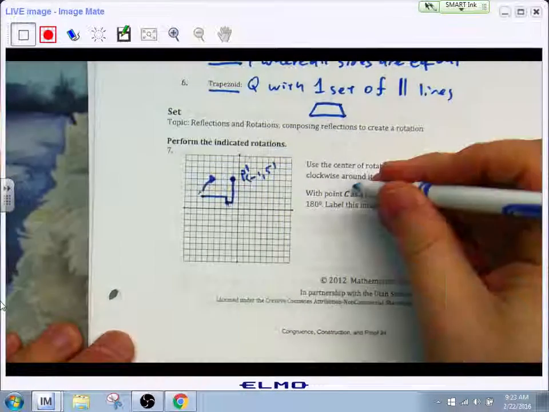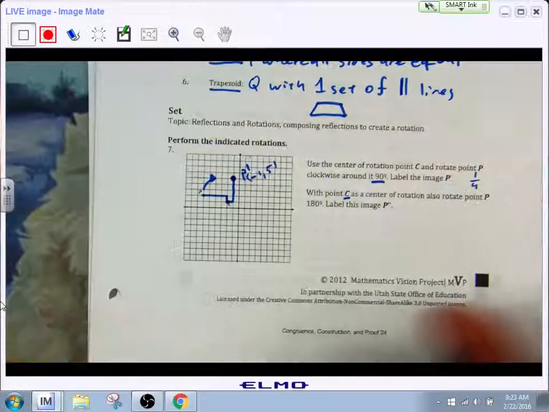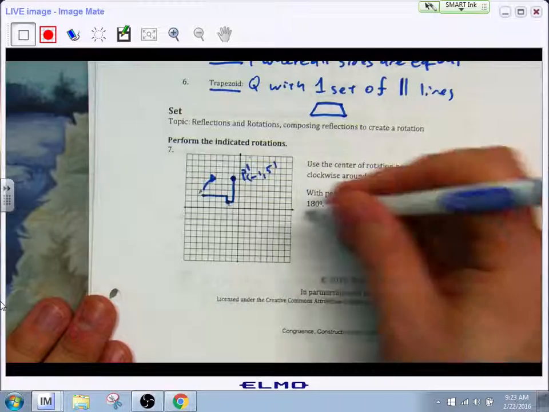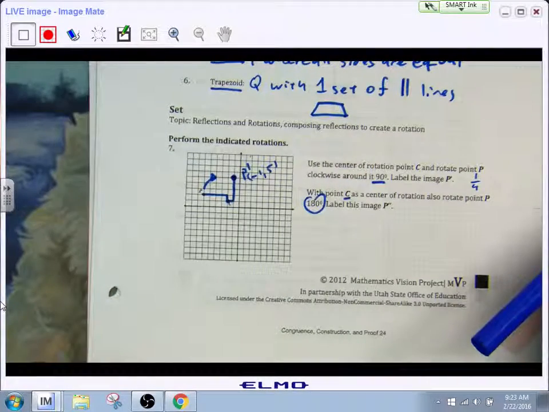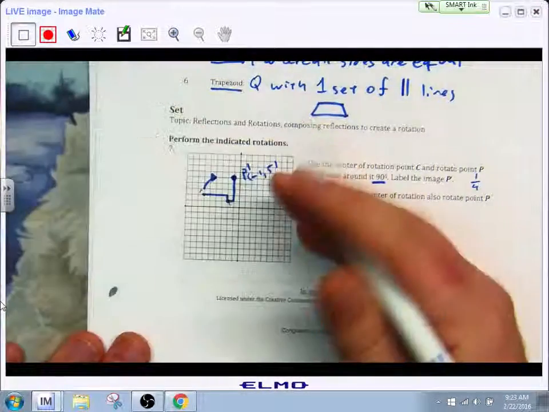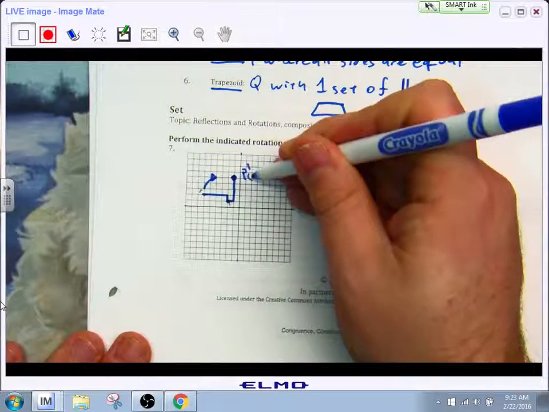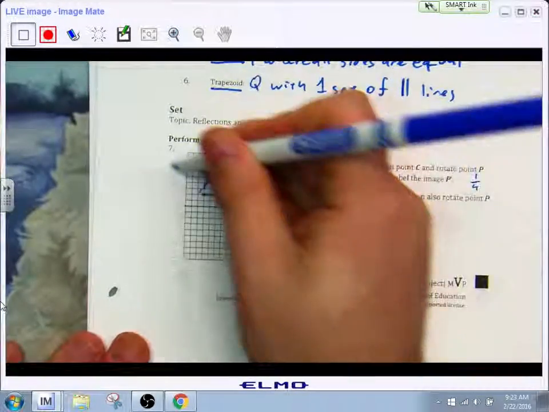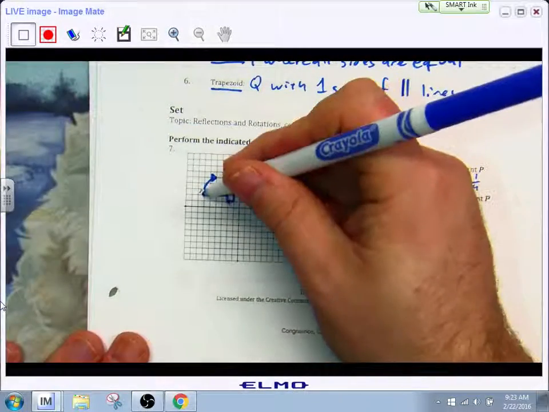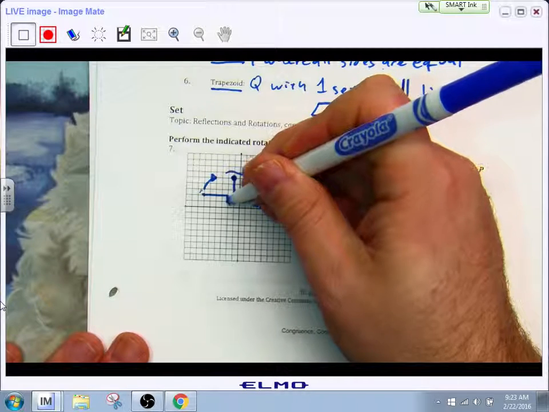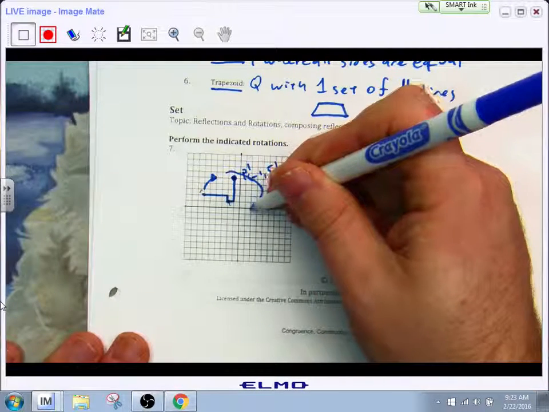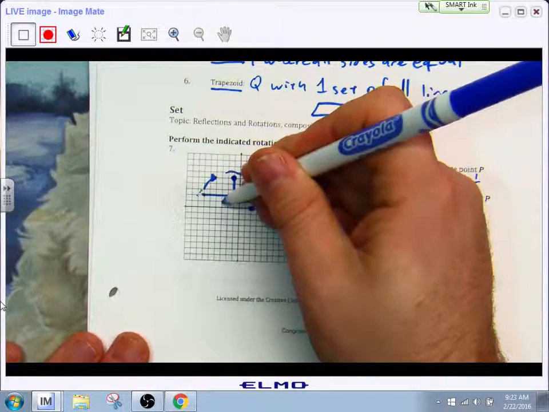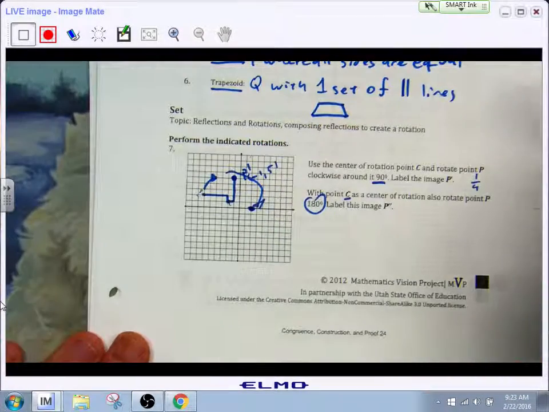So now it says with point C as the center, so we're still going to let C be the center, rotate P 180 degrees. 180 degrees means all the way around. So instead of going just 90 degrees, we continue all the way. That would create a line. If I go this way 4 and then down 1, and go again over 4, down 1, this would create a straight line through P, C, and now P double prime.